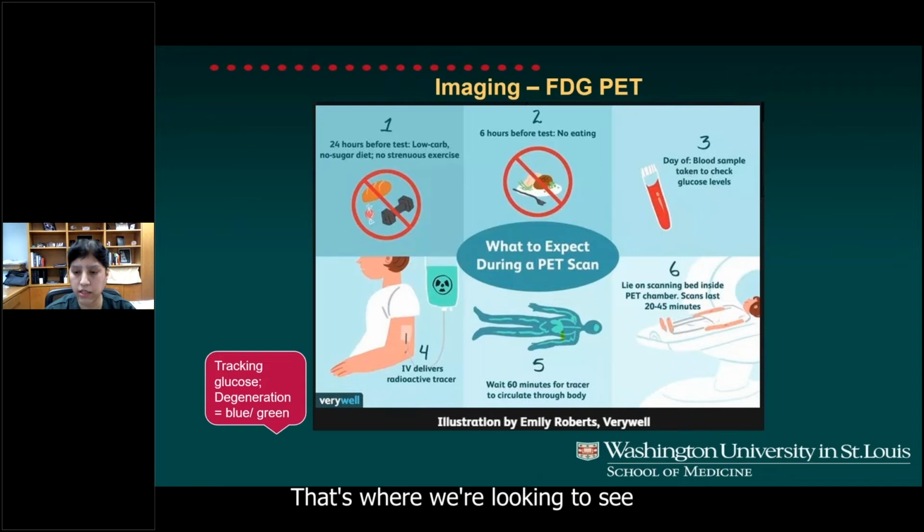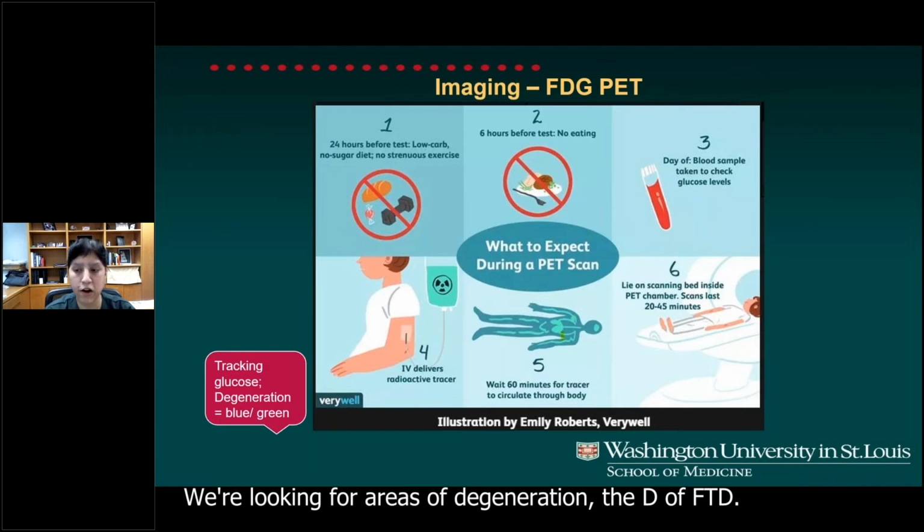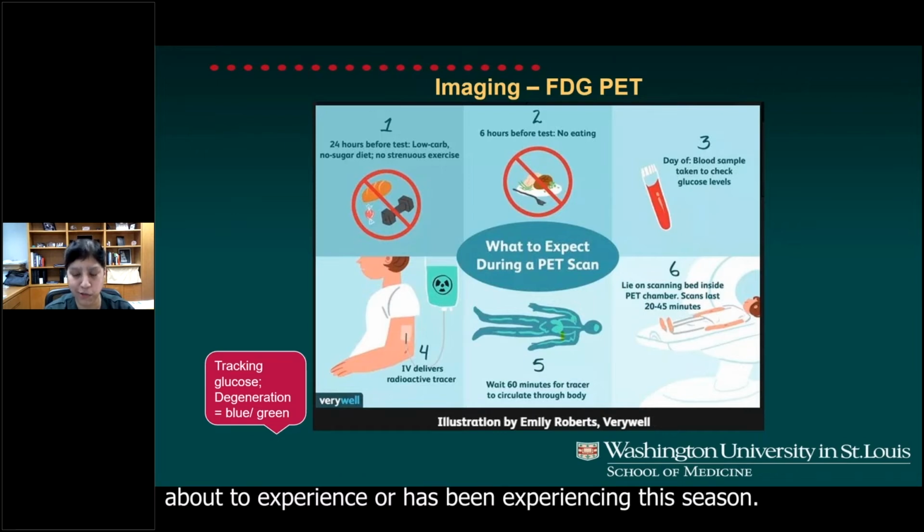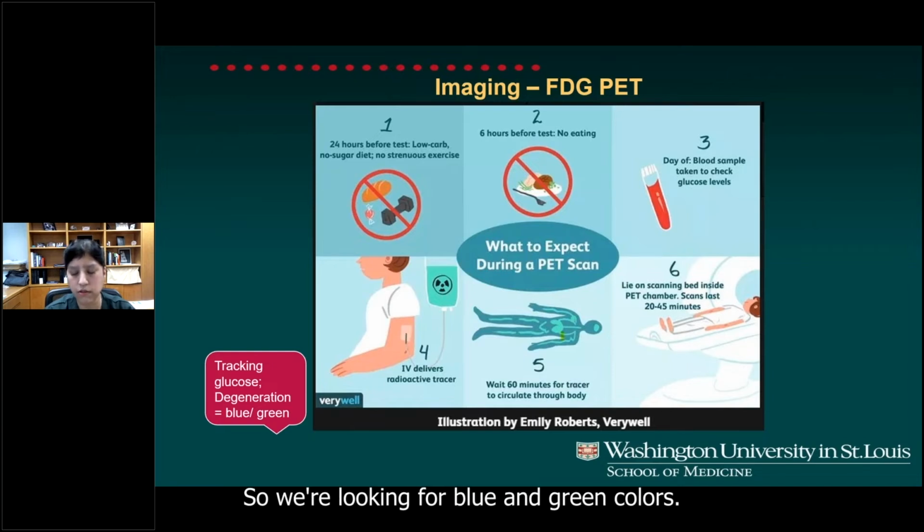And that's where we're looking to see what your brain's use is, how it is using that glucose. So in the lower left here, I have a little balloon saying that the goal of FDG PET is to track glucose. We're looking for areas of degeneration, the D of FTD. And you can think about this like a weather map. So we're looking for cold fronts, which unfortunately a lot of our country is about to experience or has been experiencing this season. So we're looking for blue and green colors.